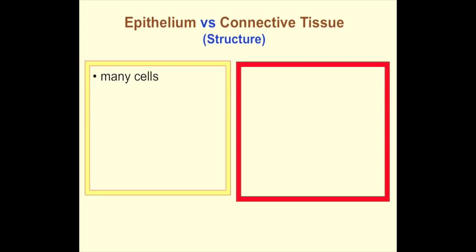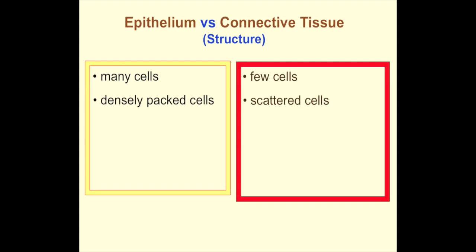Epithelium has many cells. It was characterized by having lots and lots of cells very closely adhered together, whereas connective tissue actually has few cells in comparison. Epithelium has those very densely packed cells, whereas connective tissue, the cells are actually quite scattered, quite separate from each other in most cases. Epithelium, because of those densely packed cells, has very little evidence of extracellular material or extracellular space between those cells.